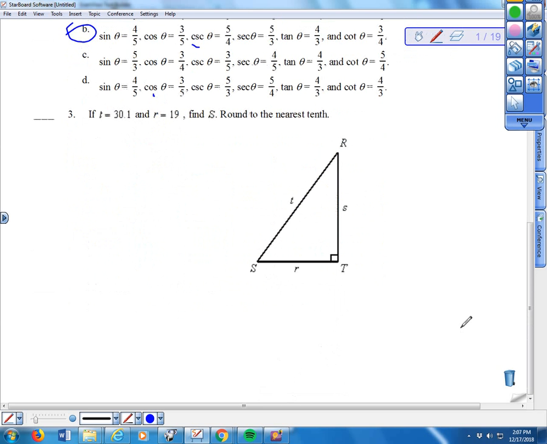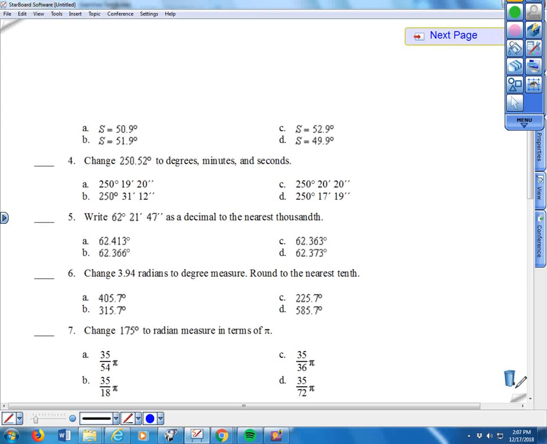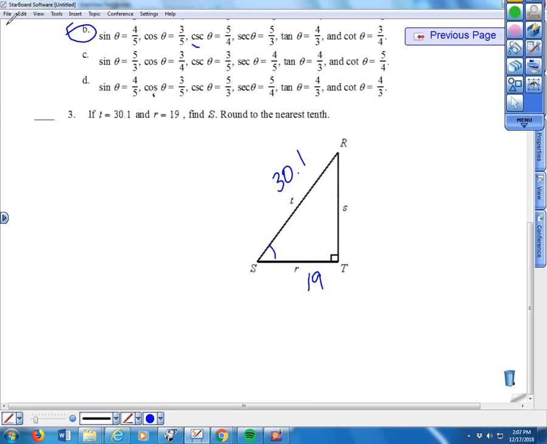All right. If t is 30.1, r is 19, find angle s. So we would use what? Cosine? Inverse cosine? And are all of my answers radians or degrees? Degrees. So make sure your calculator's in degrees. And then go inverse cosine of 19 divided by 30.1. 50.86.